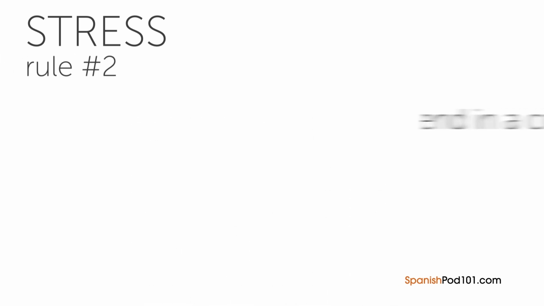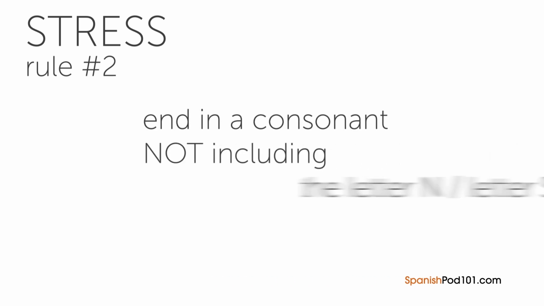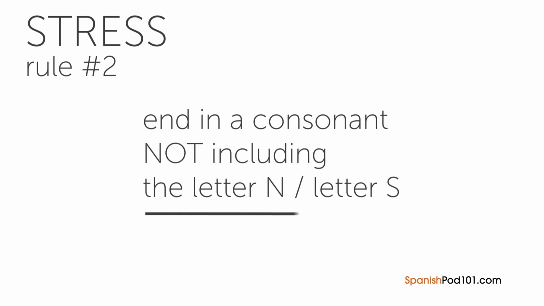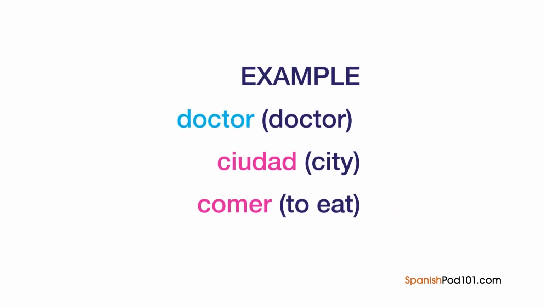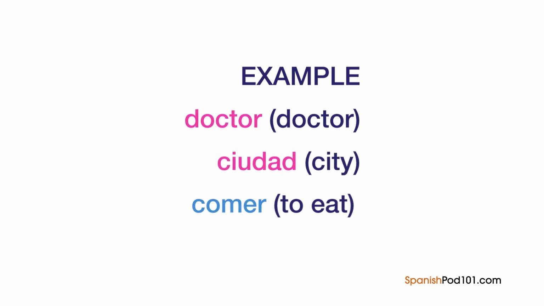The second rule applies to words that end in a consonant, not including the letter N or the letter S. For these types of words, the stress is placed on the last syllable of the word. For example, doctor, ciudad, comer. Quite simple, isn't it?